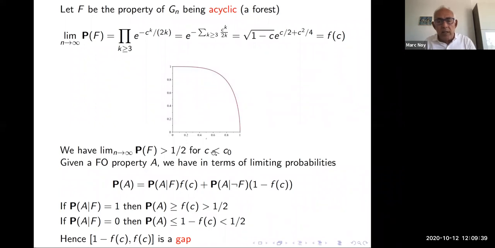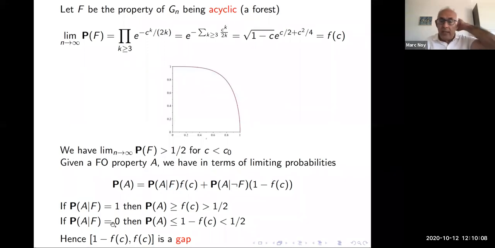But since we are here below, the probability is larger than 1/2, right? Because this function is decreasing. At C0, the probability is exactly 1/2. So if you are below, this function is decreasing, and then the probability will be larger. Good. And so you see, if this happens, this probability is larger than 1/2.